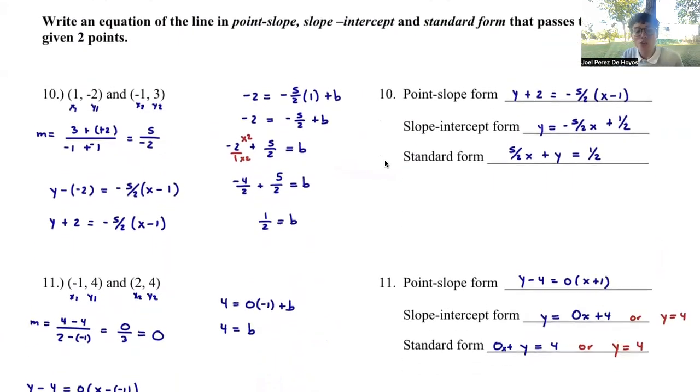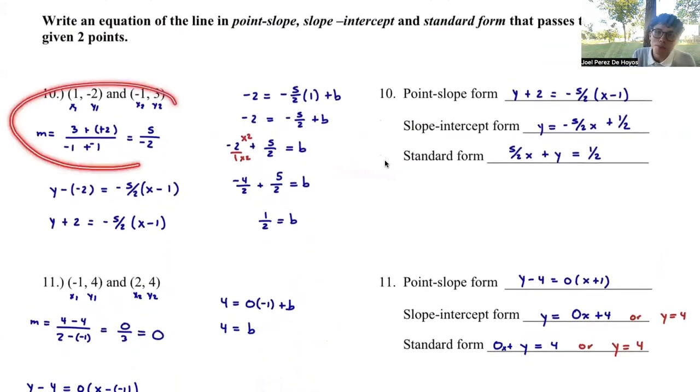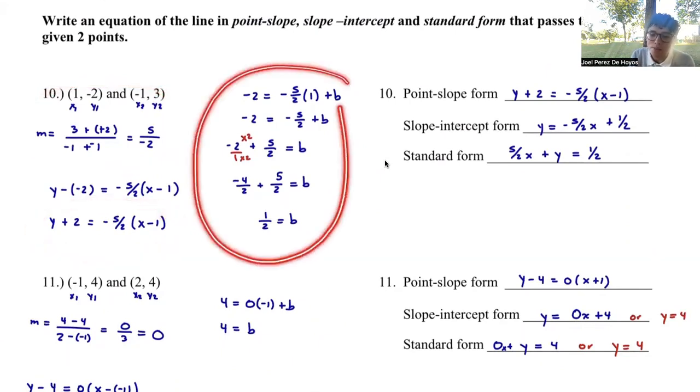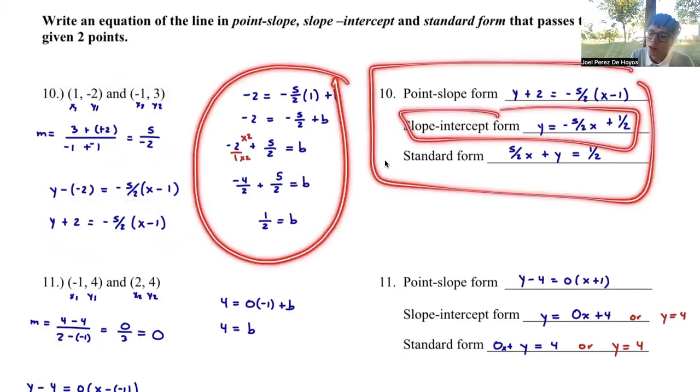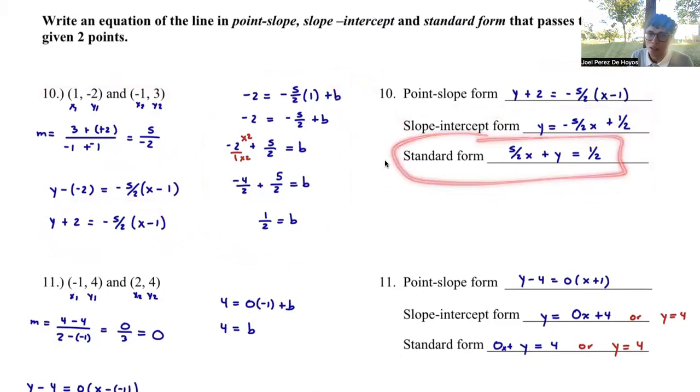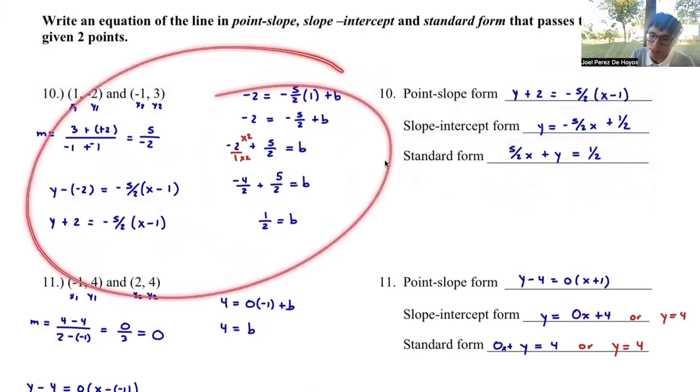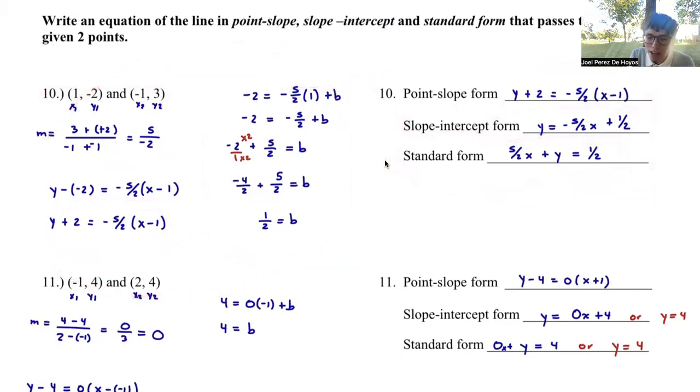In this part, you first have to look for the slope. Then you have to look for the slope-intercept form. Then you're going to look for the value of b. And then you're just going to put the point-slope form, the slope-intercept form, and the standard form. Okay, here is the process for everything. In this one, you're going to have only 1 point. You're going to choose 1 point. I chose the first point, (x1, y1): -2 equals -5/2 times 1 plus b. And then I just look for the value of b.